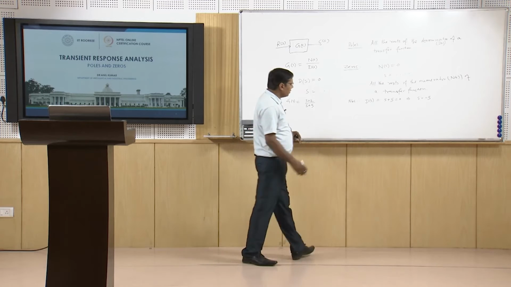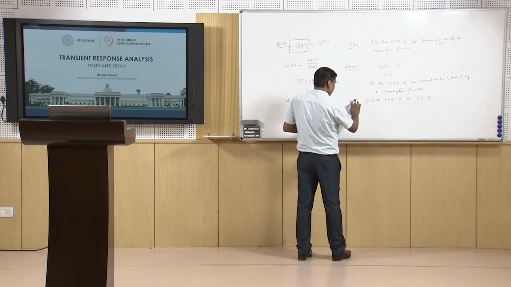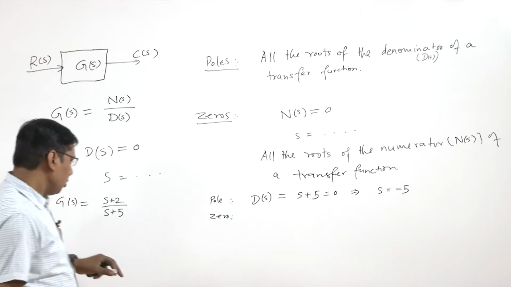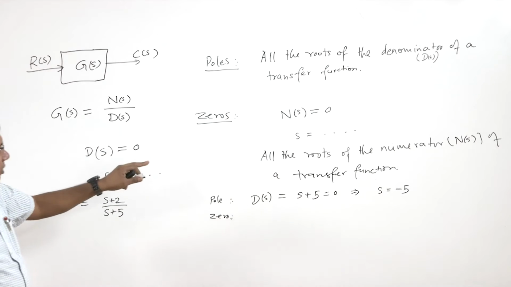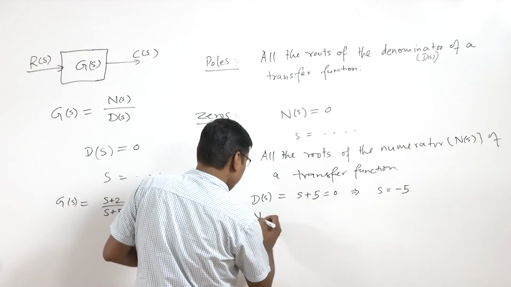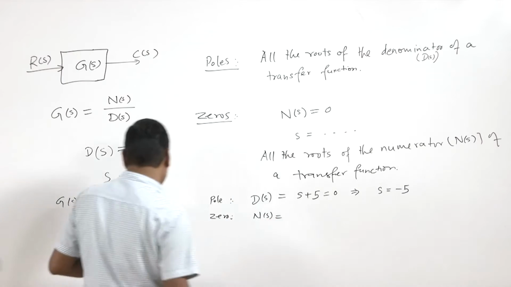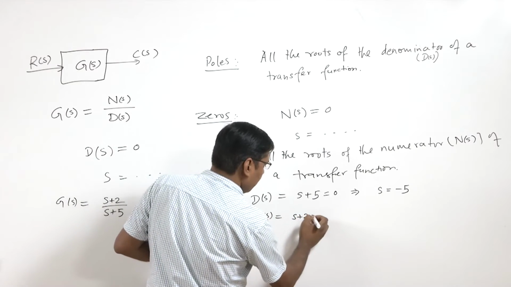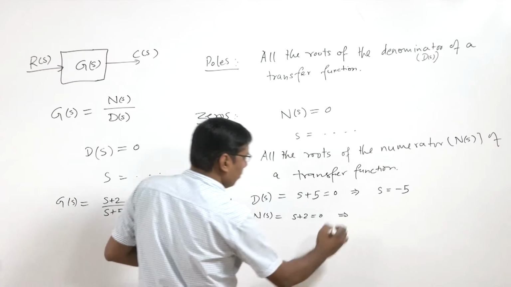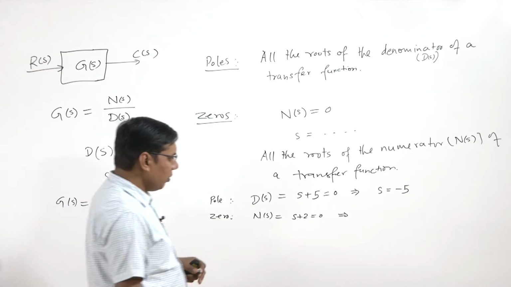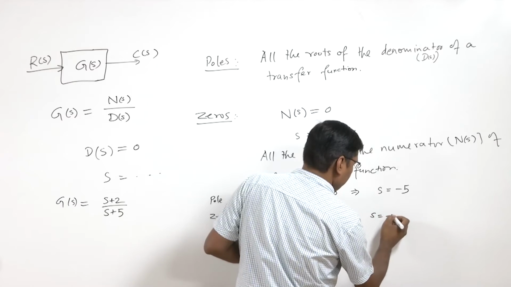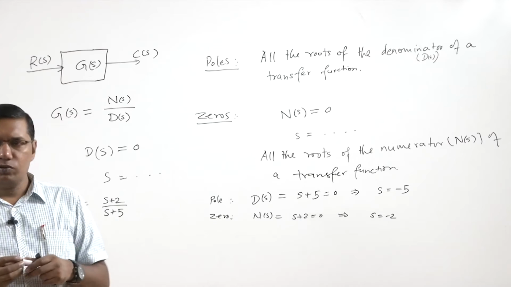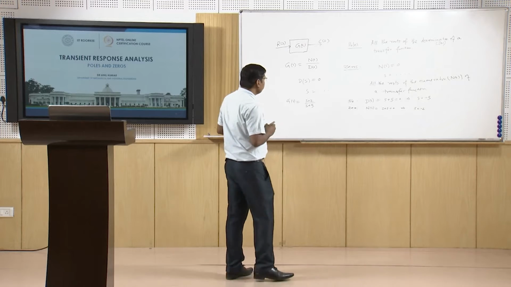Now we get the zeros. So here we have only one pole. Now come to the zero. To get the zero, we need to put the numerator equal to 0. So N(s) equal to s plus 2 equal to 0. This implies that s equal to minus 2. So s equal to minus 2 is a zero of this system or transfer function.